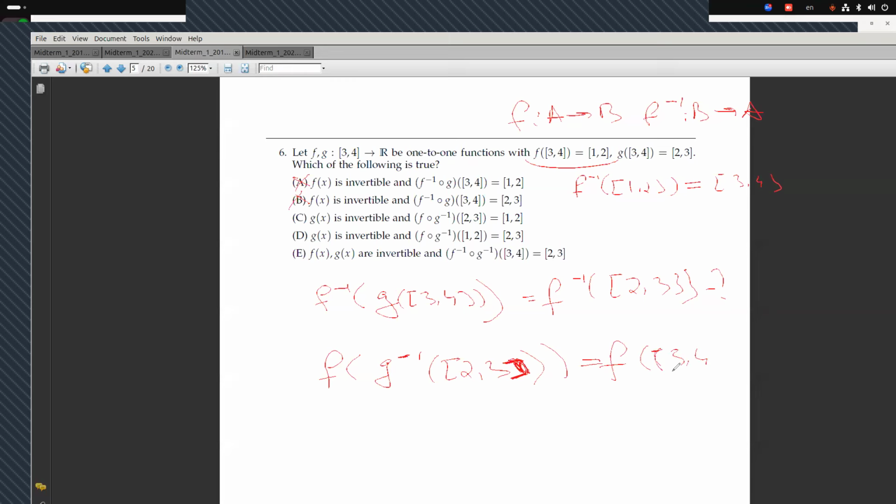The main property for this exercise is: if function f goes from A to B, the inverse function of f is working from B to A.